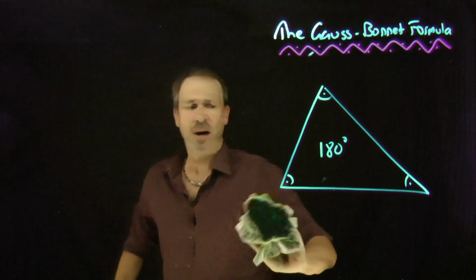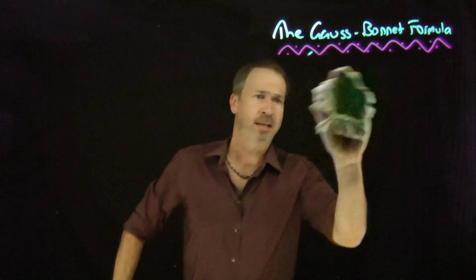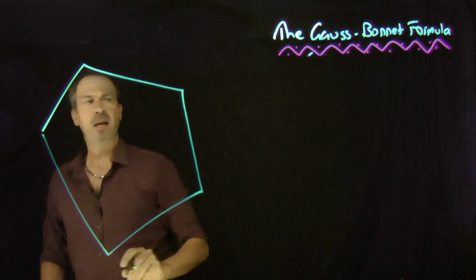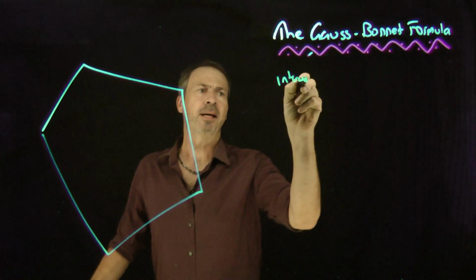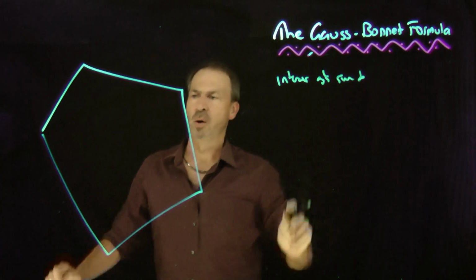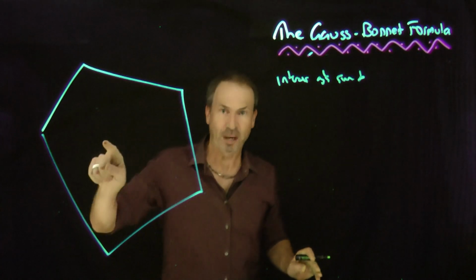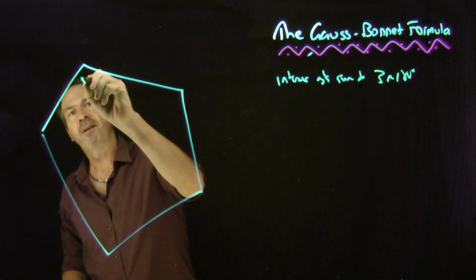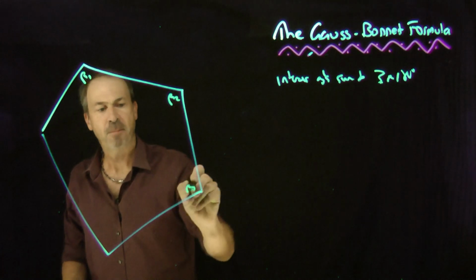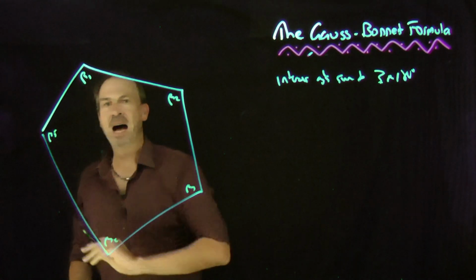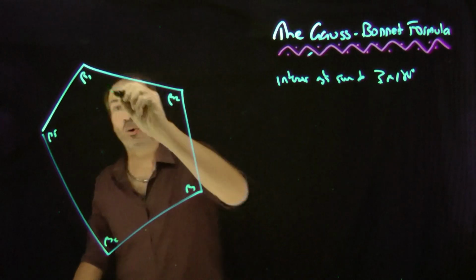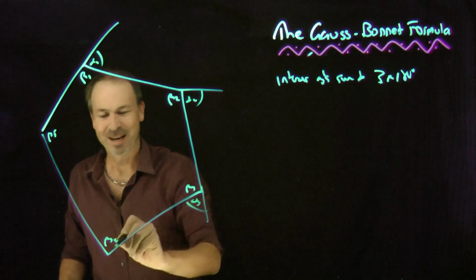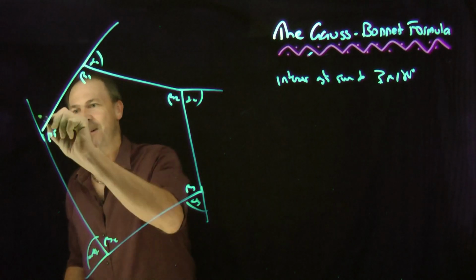All right, so let me draw a 5-sided shape. I'll just do a nice simple polygon for myself. 1, 2, 3, 4, 5. So we know the interior angles sum to, this 5-sided shape chops into 3 triangles, so they sum to 3 times 180 degrees. Great. So that's interior angle beta 1, beta 2, beta 3, beta 4, beta 5. The reason I call them betas is because earlier we called the exterior angles alphas. Alpha 1, alpha 2, alpha 3, alpha 4, and alpha 5.